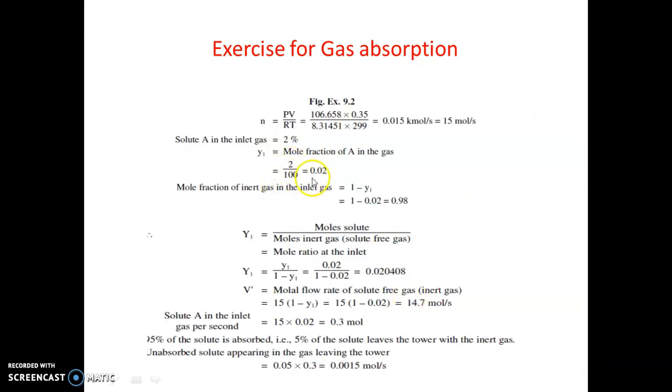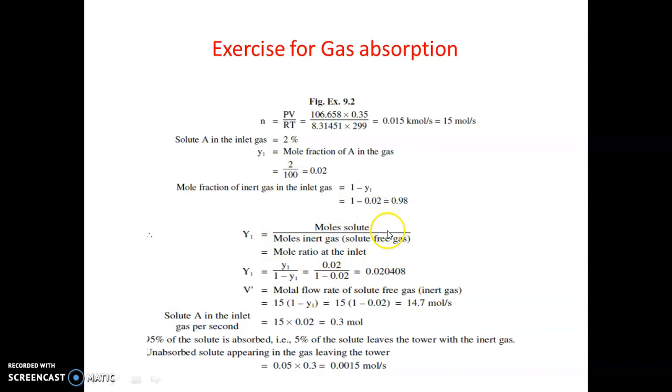So 2 divided by 100 we get 0.02. Then from that we have to calculate the mole fraction of inert gas in an inlet gas. That means 1 minus y1. So we get this value 0.98, and from these values we can calculate capital Y1.